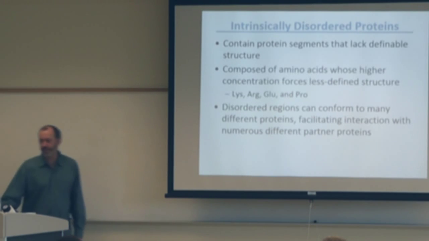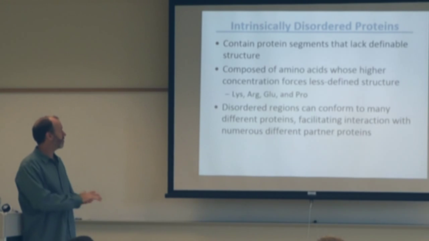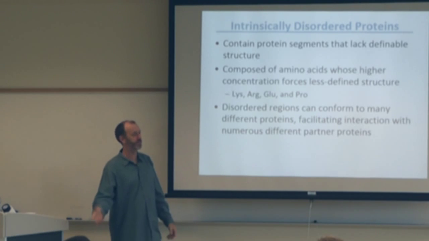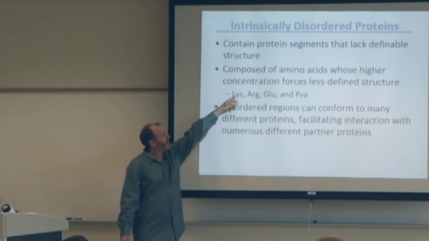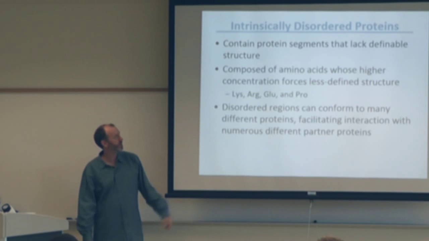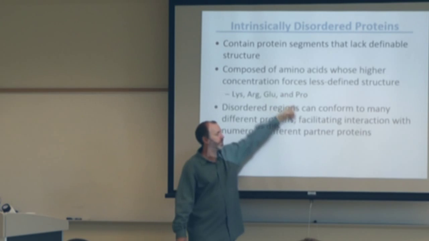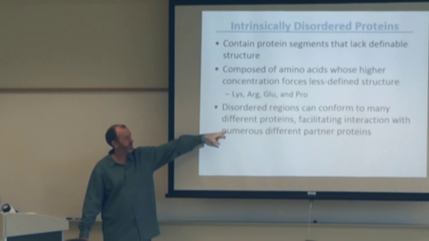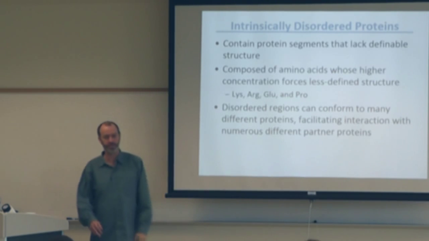So, intrinsically disordered structures, these were called random coils, right? Some proteins contain segments that lack definable structure, and we refer to this as random coil, composed of amino acids whose higher concentration forces less defined structures: lysine, arginine, glutamate, and proline. Disordered regions can conform to many different proteins, facilitating interaction with numerous different protein partners.